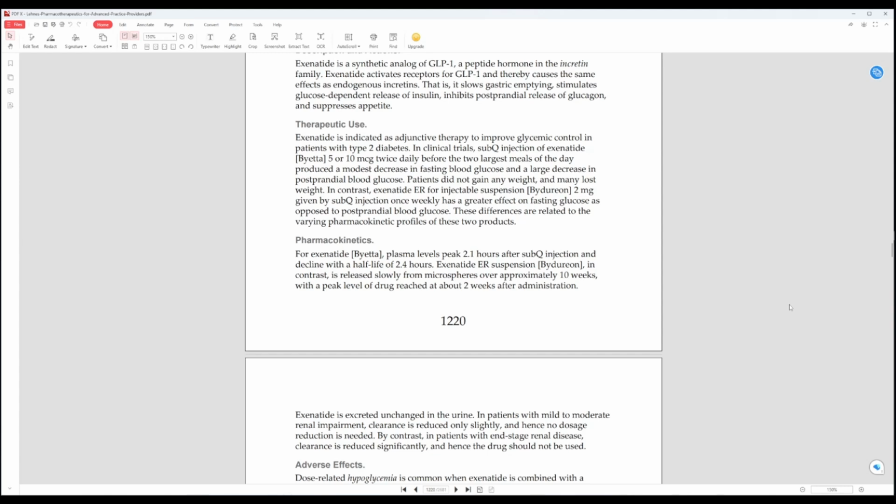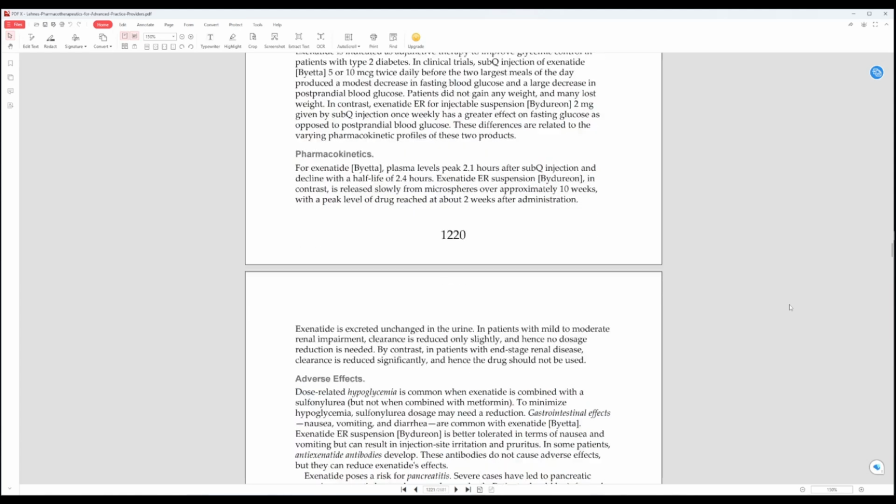In clinical trials, a subcu injection of exenatide 5 or 10 micrograms twice daily before the two largest meals of the day produced a modest decrease in fasting blood glucose and a large decrease in postprandial blood glucose. Patients did not gain any weight, and many lost weight. In contrast, exenatide ER for injectable suspension, 2 milligrams by sub-Q injection once weekly, has a greater effect on fasting glucose as opposed to postprandial blood glucose. These differences are related to the varying pharmacokinetic profiles of the two products.